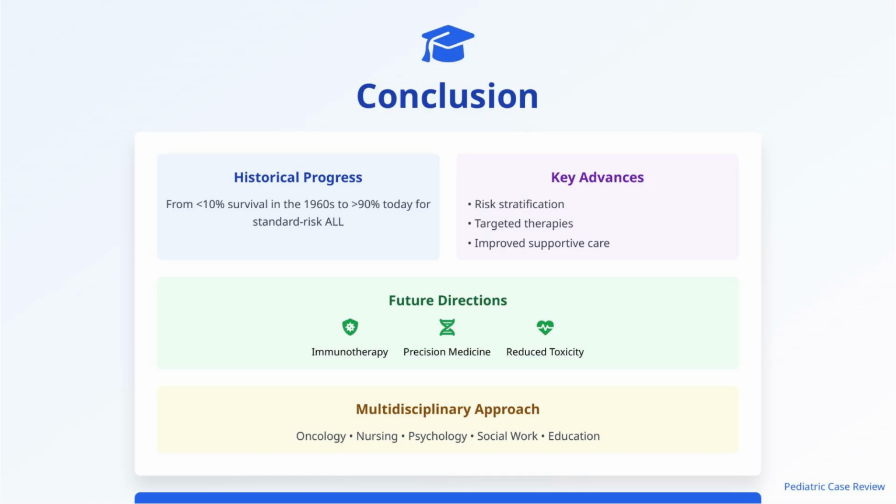As we conclude today's lecture on childhood leukemia, I want to emphasize how far we've come in treating this once uniformly fatal disease. From survival rates below 10% in the 1960s to over 90% today for standard risk ALL, childhood leukemia represents one of medicine's greatest success stories. This progress stems from advances in risk stratification, targeted therapies, and improved supportive care. Looking forward, immunotherapy, precision medicine approaches, and strategies to reduce treatment toxicity will likely drive the next wave of improvements. Remember that optimal care requires a multidisciplinary approach involving oncologists, nurses, psychologists, social workers, and education specialists.